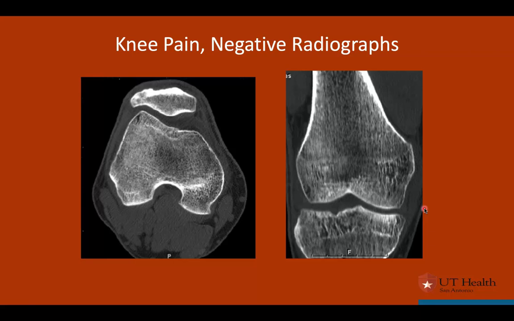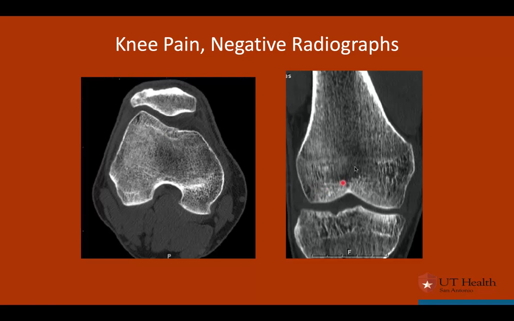This is the case of a 25-year-old patient with recurrent knee pain. On initial radiographs, nothing was seen and the patient was sent home. The patient came back with persistent pain and a CT scan was obtained. Axial and coronal reconstructions of the knee show basically no bone destruction. There is no evidence of any articular abnormality.